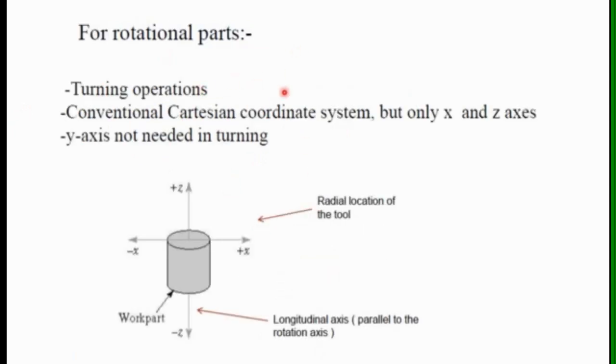Then for rotational parts, where the component is in rotational motion, such as in turning operations, the conventional x y z coordinate system is used, but only the x and z axes are there. The y axis is not needed for rotational parts. So positive and negative x, and positive and negative z, are the axes needed here. This is the work part and these are the motions of the object.